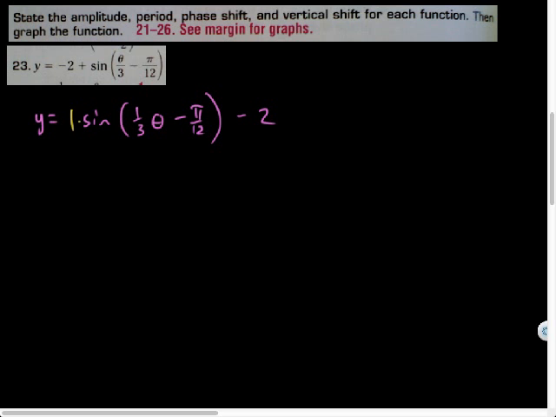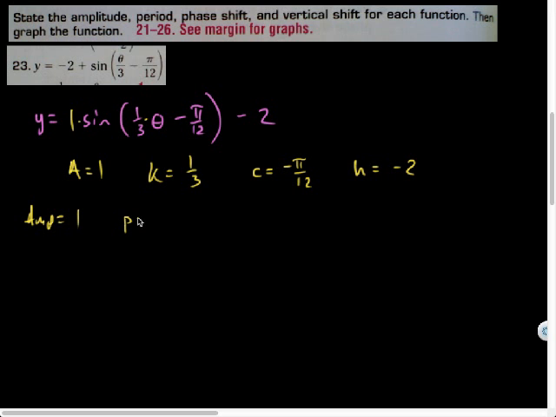There we go, pi over 12, aha. So let's label what we know. I know A is 1. I know K is 1/3, right? And make sure that you'd be able to determine by looking at theta over 3 that your value of K is technically 1/3, being multiplied by theta, or our x in some cases. The value of c is negative pi over 12, and the value of h is negative 2. So information we can gather from this: the amplitude is 1.